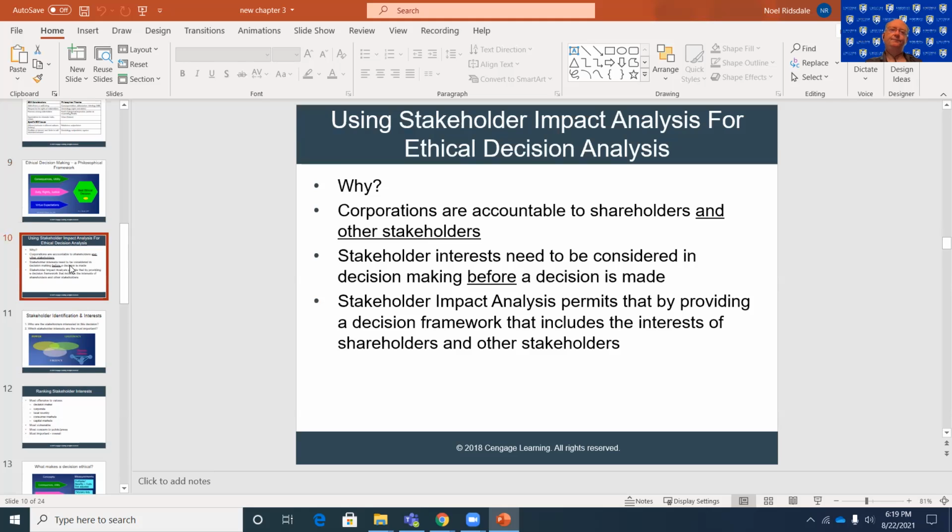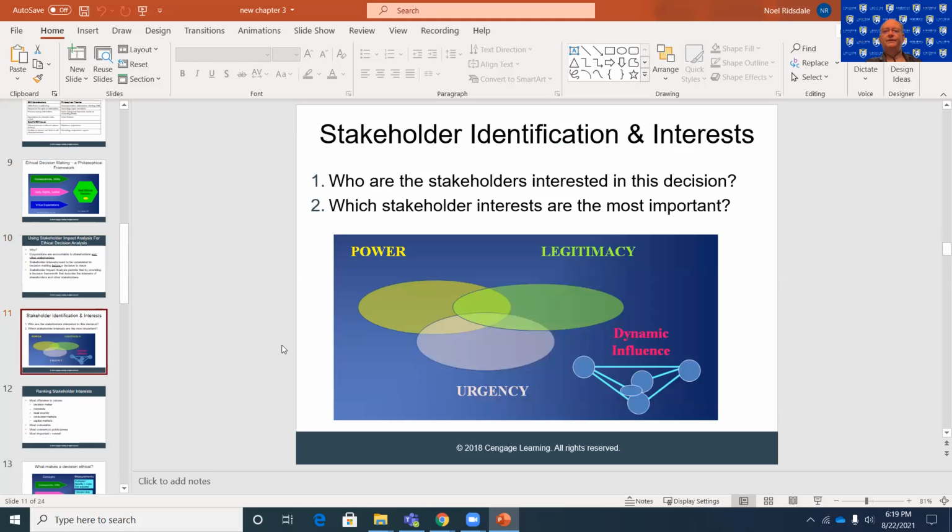So then we're going to look at a little bit about stakeholders. Okay. So stakeholder identification of interests. You have to identify who the stakeholders are in any particular decision and which stakeholders are most important. As you're looking through this aspect, really the sweet spot in the Venn diagram is this spot right here, where the urgency and the legitimacy and the power all come together. That's going to be your ideal ethical decision for all those involved.